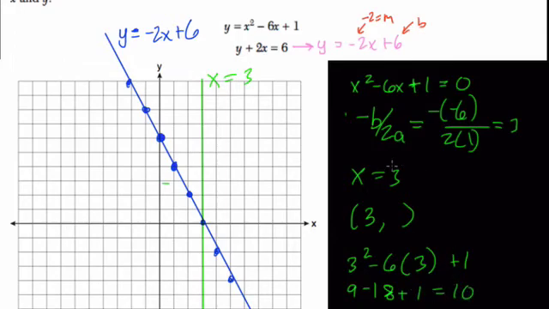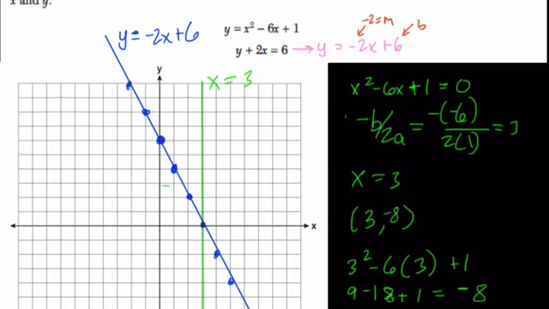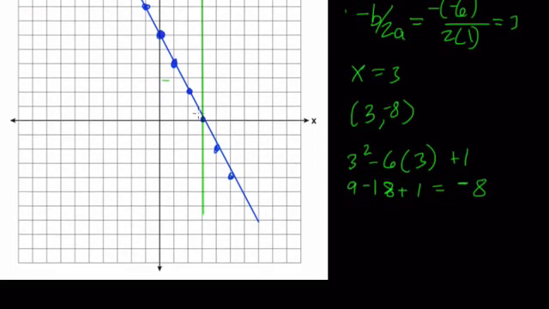Right? So that means the vertex is at 3, 10, excuse me. No, it's not 10, sorry. What am I doing? 9 minus 18 is -9, plus 1 is -8. Right? So here, that means our vertex is at 3, -8. So let's scroll down and see if that helps us. So 1, 2, 3, and then down 1, 2, 3, 4, 5, 6, 7, 8. Here's your vertex right here.